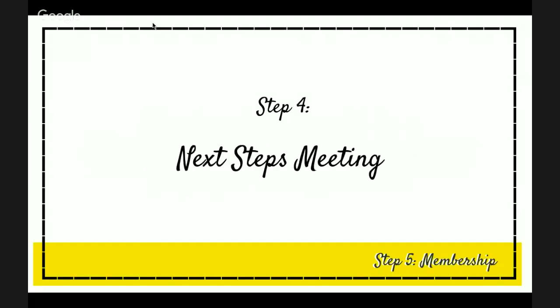Step 4 is creating or executing a next steps meeting. And so a next steps meeting is simple. It's really just all about giving people an opportunity to meet with a deacon or a key leader, and at this point they can plan out their next couple of steps at the church. So it may look something like this.